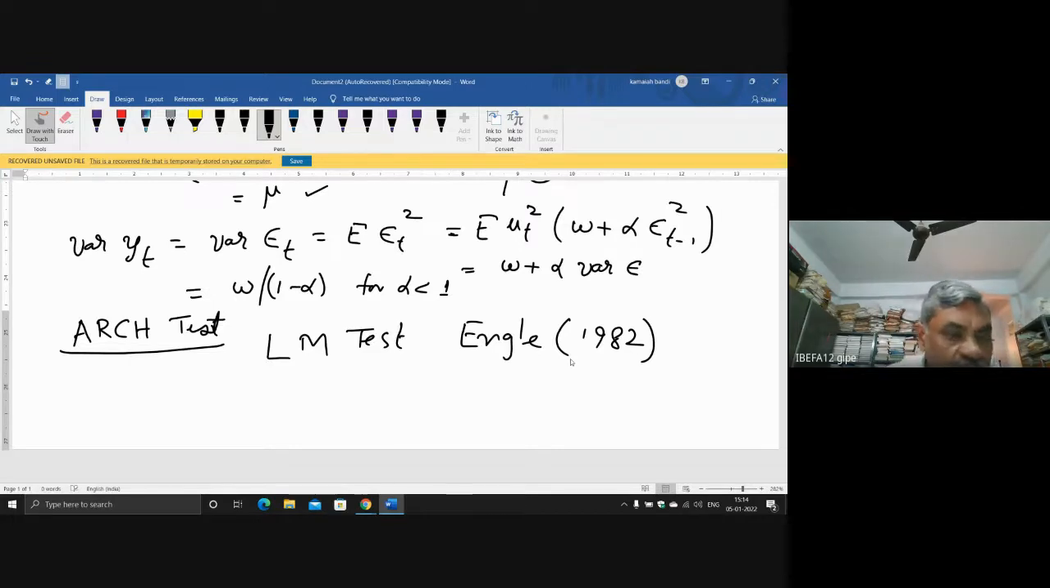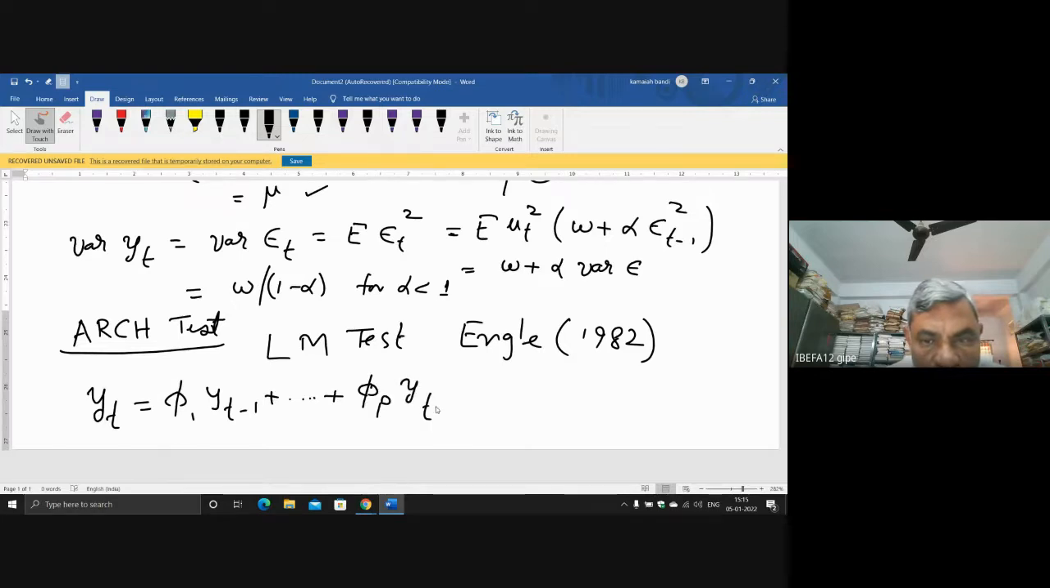So the formal test is as follows. Let yt equal rho 1 yt minus 1 plus dot dot dot rho p yt minus p plus epsilon t.